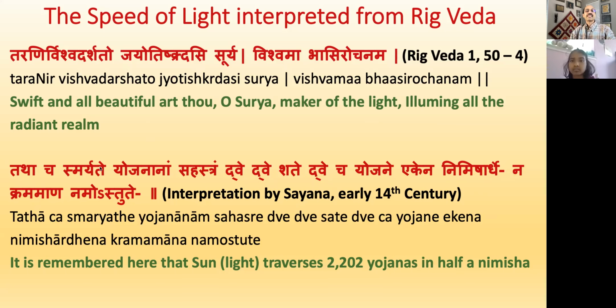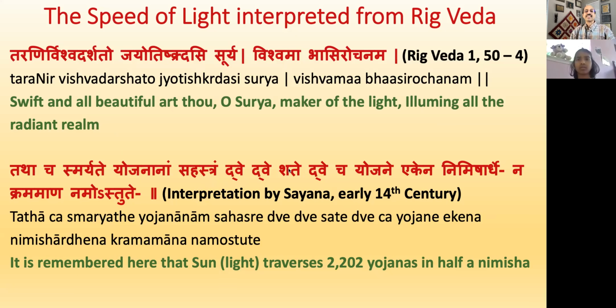Tada means that. Cha means and. Smaryate: smara means memory, remember. Yojananam: we just talked about Yojana. One Yojana is a measure, an ancient measure of around 8 or 9 miles. Sahasra means 1,000. Dve, dve: two? Dve is 2, that's right.